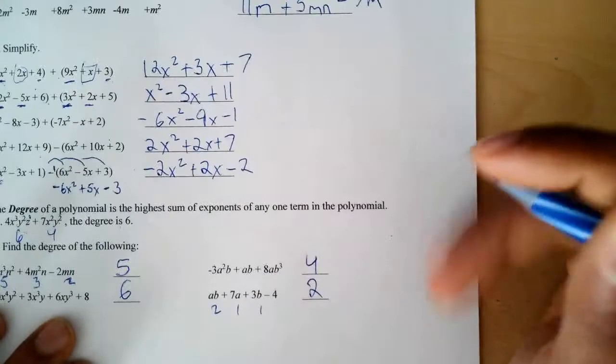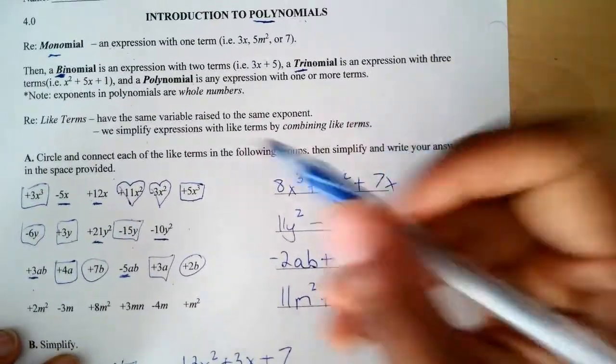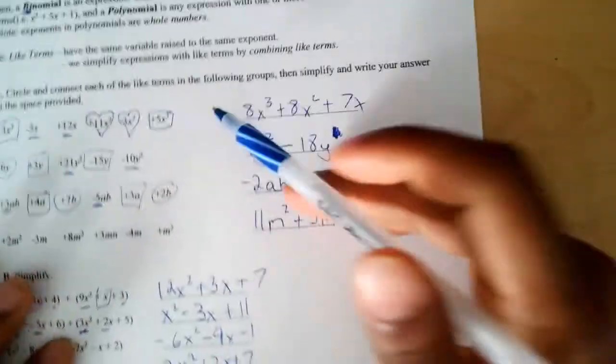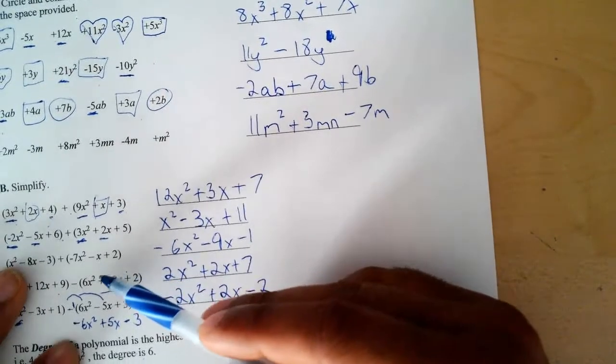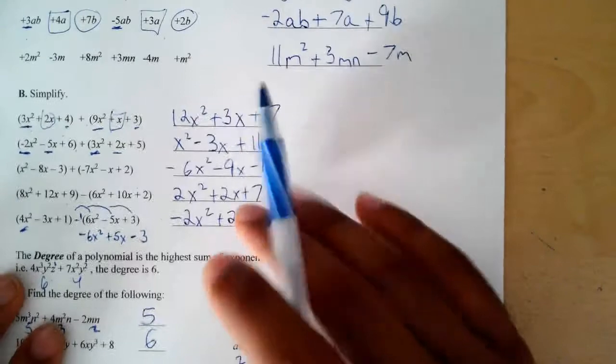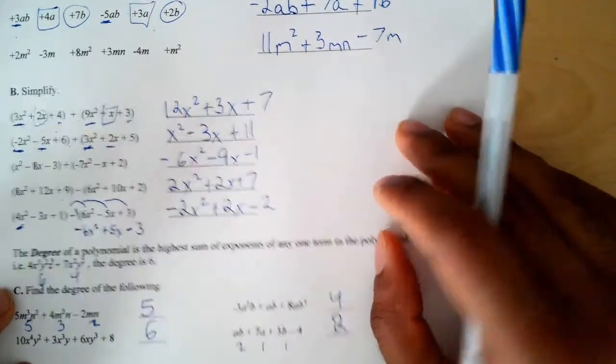There we go. All right, so hopefully that's a quick review about what a monomial is, what a binomial is, trinomial, polynomial, collecting like terms, a little bit of foiling, I guess, like multiplying the -1, then collecting like terms, and how to find degrees. Okay, so let's move on to 4.1.